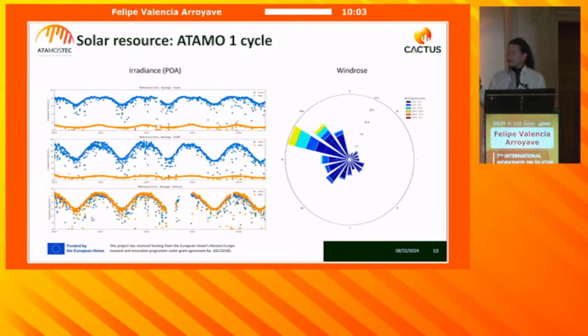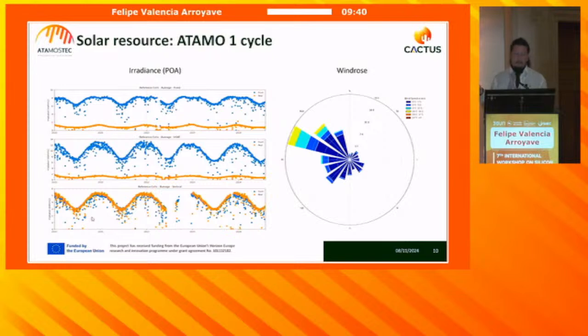So what we have, the first that I want to show you is what is happening since 5 years ago in the Atamo 1 cycle. Here you can see the front and the backward irradiance measured in each one of the structures. We have the vertical, the fixed, and the single axis tracking system.